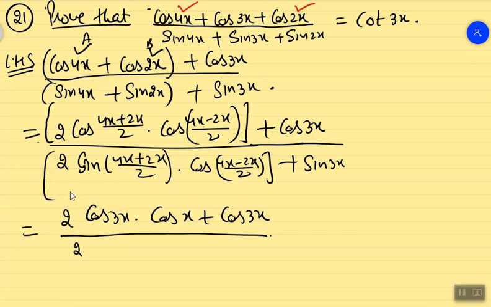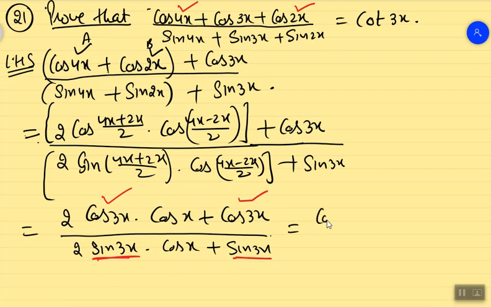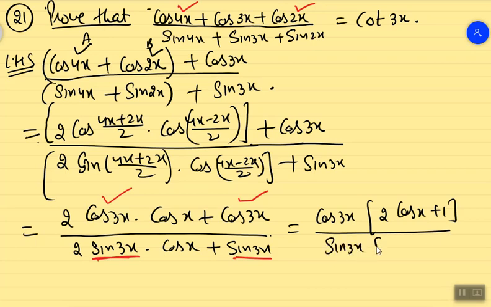Okay. So in the denominator, sin 3x cos x plus sin 3x. Now if you see, in the numerator these two terms are common and in the denominator these two terms are common. So what to do? In the numerator I have taken cos 3x common, so what will be the answer? cos x plus 1. In the denominator I have taken sin 3x common. So the answer is 2 cos x plus 1.